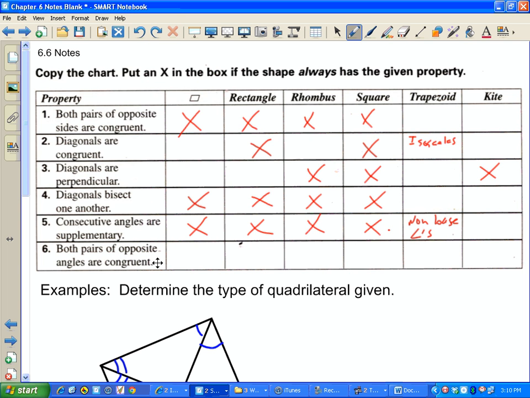Both pairs of opposite angles are congruent. Parallelogram, yes. Therefore, rectangle, rhombus, and square. Opposite angles are congruent, not always. And one set for a kite. So both pairs, I guess both pairs, no.